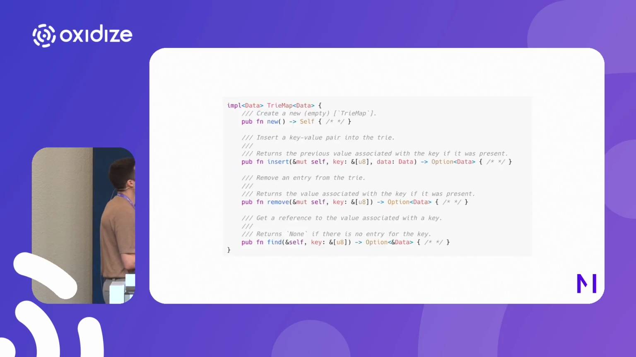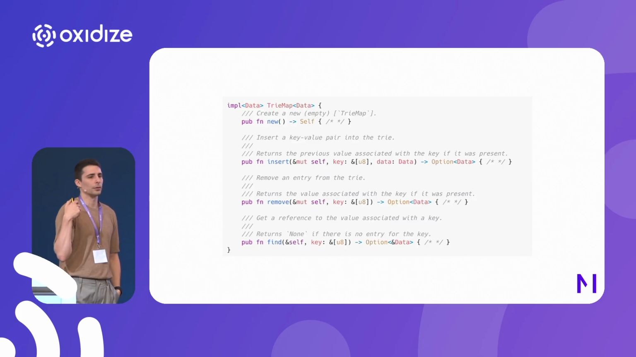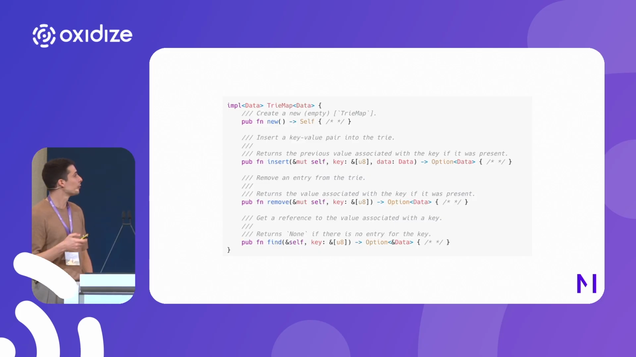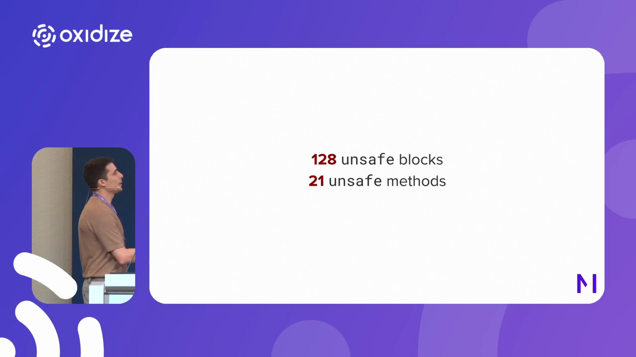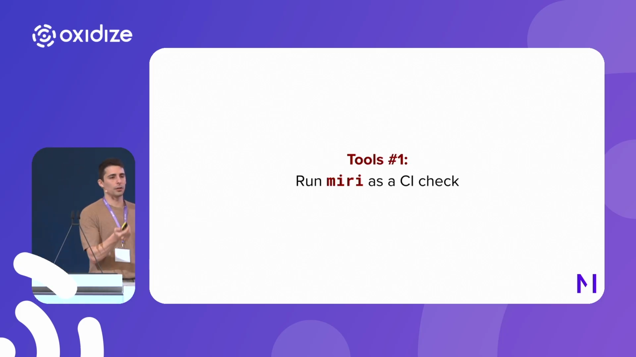Now, in the case of a TrieMap, this is easy. TrieMap is like a hash map from an API perspective. So you create, you insert, you retrieve, you remove. All these methods are perfectly safe. But you still have all this unsafety inside that you need to make sure is correct. How do you do it? Well, it's a mixture of different approaches.